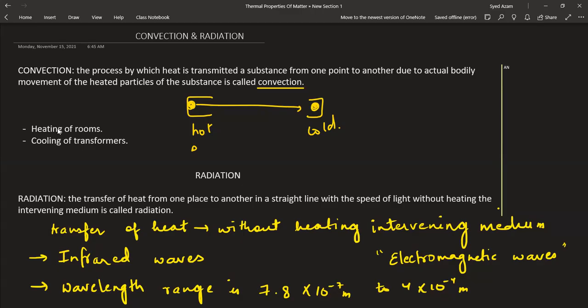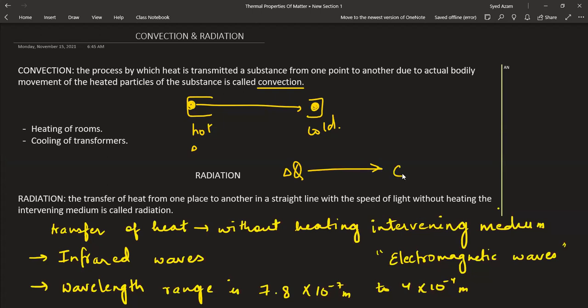And what is radiation? Without any medium, when there is a transfer of heat which travels in a straight line like the speed of light, it is called radiation.